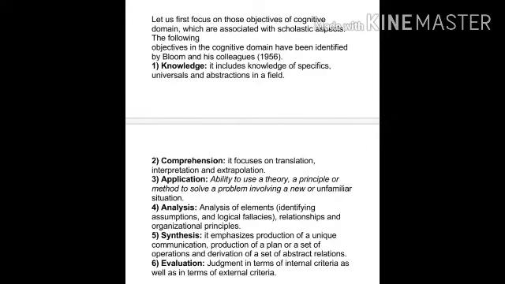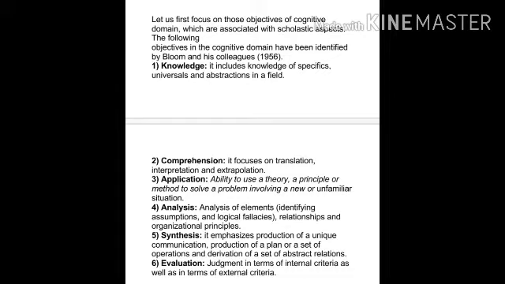Although it is difficult to exactly pinpoint the list of learning outcomes, we can classify them according to the taxonomy of educational objectives. The following objectives in the cognitive domain have been identified by Bloom and his colleagues. First one is knowledge. It includes knowledge of specifics, universals and abstractions in a field. Second, comprehension. It focuses on translation, interpretation and extrapolation.